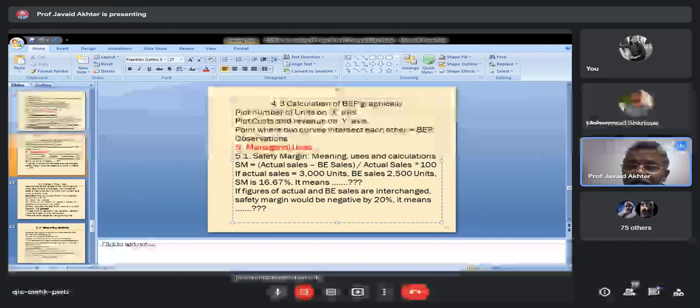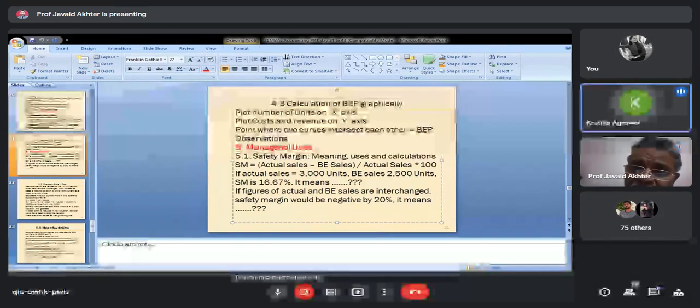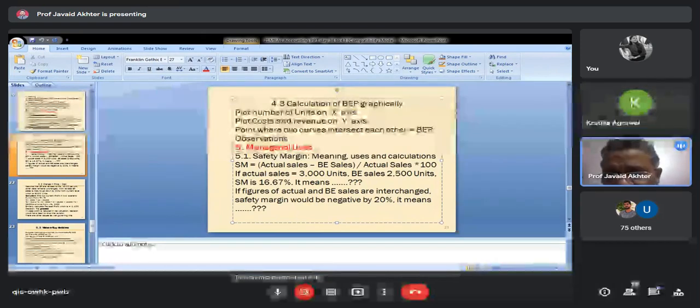It means we have sold 17% above what was necessary. This is the profit margin that we are getting while we are selling 3,000 units.